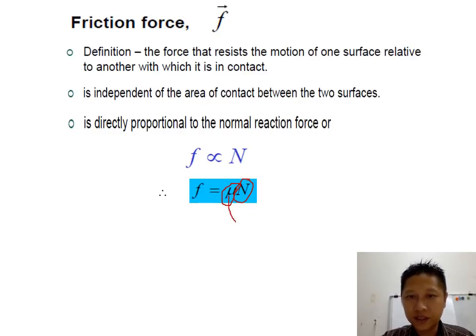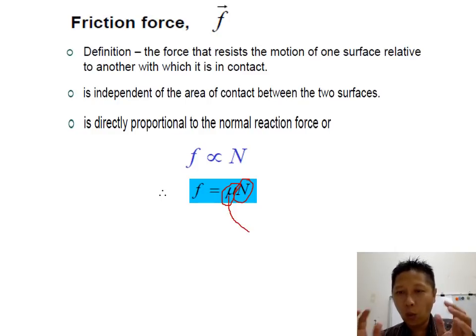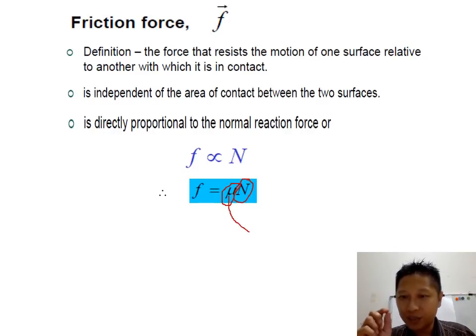The friction coefficient: when the surface is very smooth, it means that we're going to have a small value of this coefficient. When our surface is very coarse, it's very kasar, something like that, then the value of the coefficient is very big.